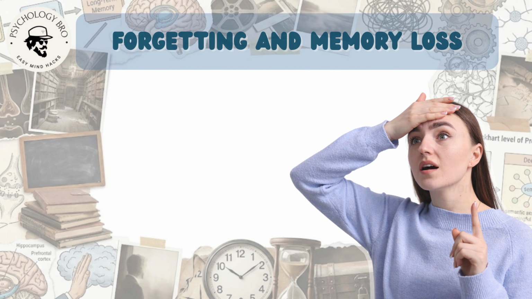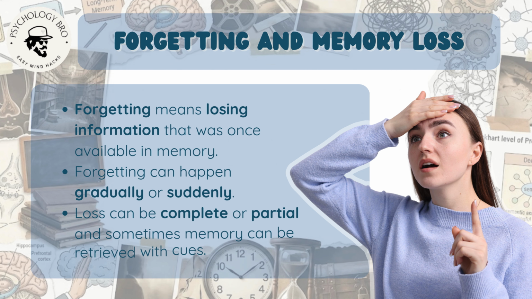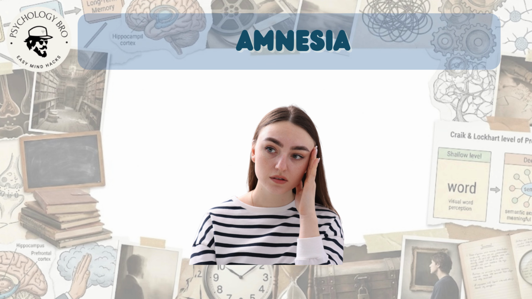But what happens when things go wrong? Forgetting means losing information that was once available in memory. It can happen gradually or suddenly, and the loss can be complete or partial. Sometimes, memory can even be retrieved with the right cues. When forgetting is severe due to illness or trauma, we call it amnesia.